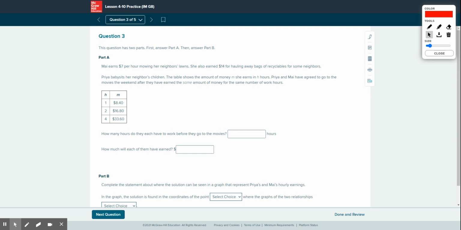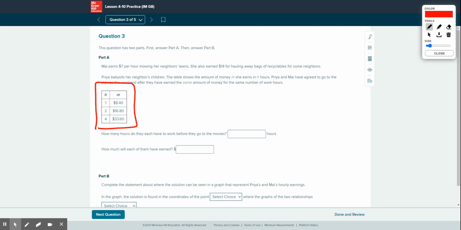So how many hours do they each have to work before they get to go to the movies? When we look at these pieces, we have to look at the two of them, what we're given. And what we see right here is this table is Priya's table. And we have to recognize, what does that mean? Priya, what we look at, it shows the amount of money M she earns in hours, and all we know is that she's babysitting those children.